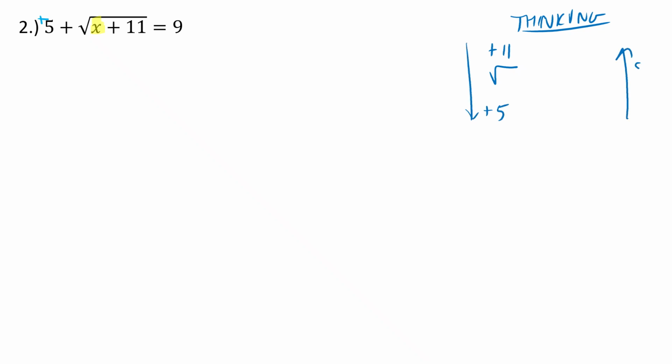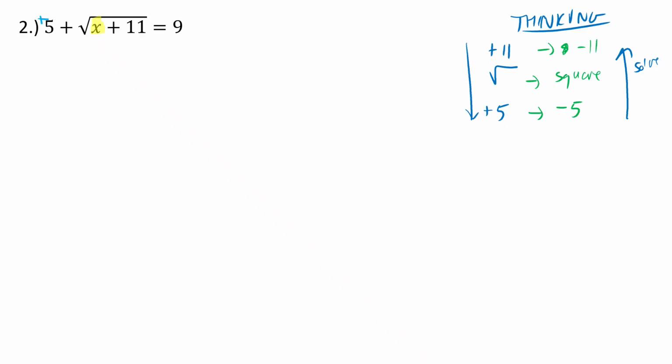When I go to solve it, we are going to reverse all of these. So we're going to subtract 5 instead of adding. We are going to square both sides instead of taking a square root. And then we're going to subtract 11. So that kind of gives me my game plan.